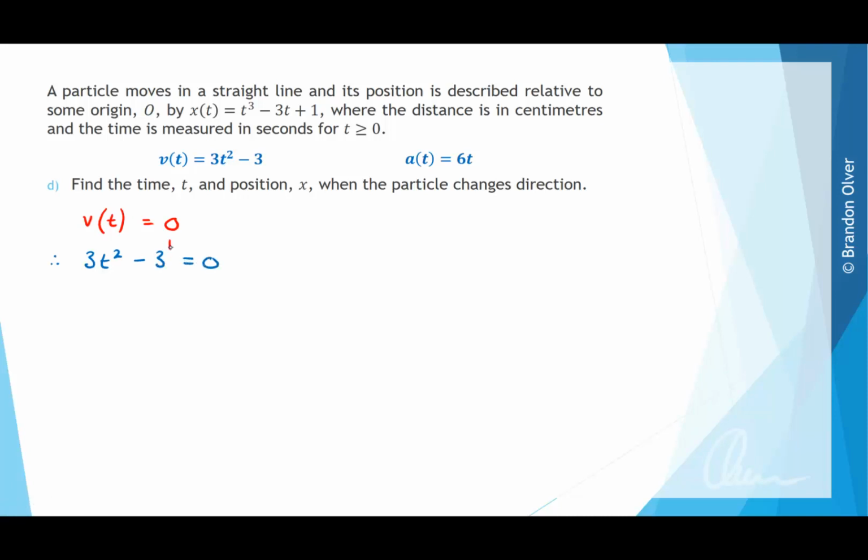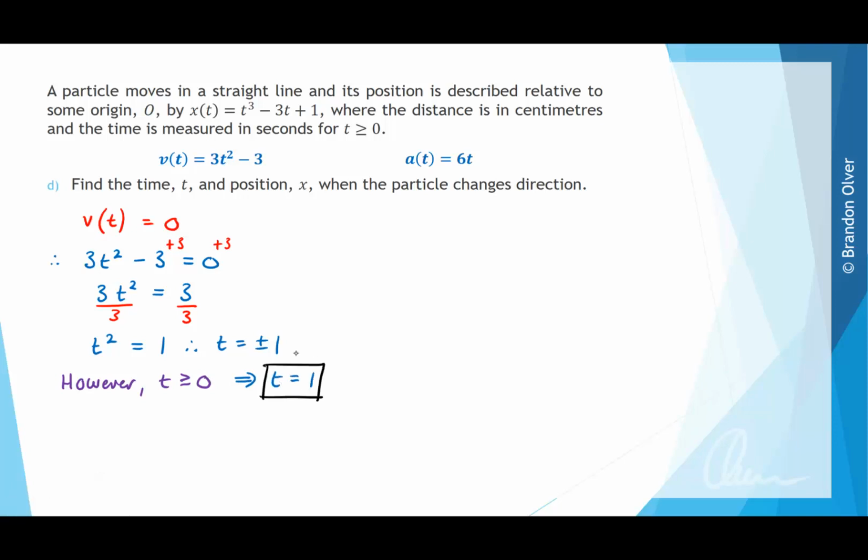And to solve that, we can start by adding 3 to both sides of this equation. And we find that 3t squared is equal to 3. Dividing both sides by 3 will give us t squared is equal to 1. Therefore, t is equal to plus or minus the square root of 1, which is still simply 1. However, time is a positive quantity. Therefore, we can write t is greater than or equal to 0, which means that the only solution we get is t equals 1.